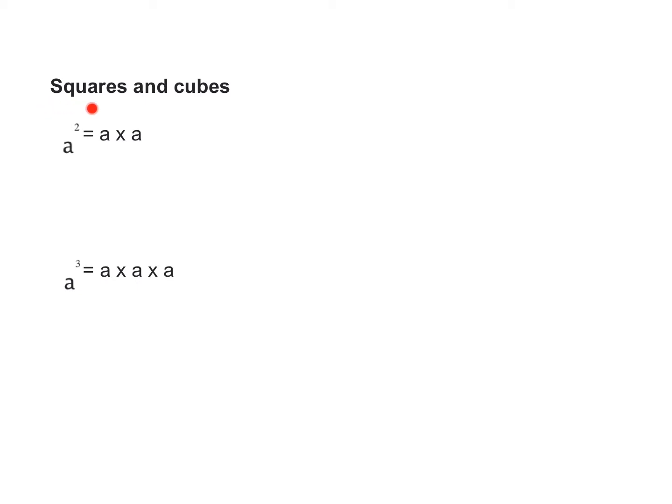Alright, now it's time to have a look at squares and cubes. How do we actually deal with those? Well, a squared is the same as a times a. So if I had 6 squared, that would be 6 times 6. And we know that 6 times 6 is 36.